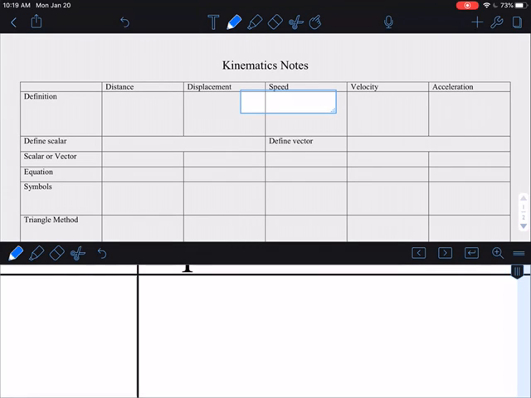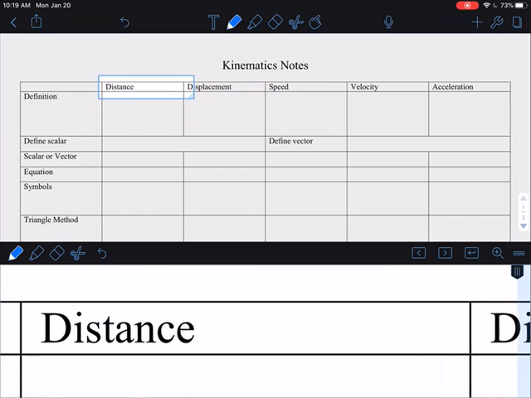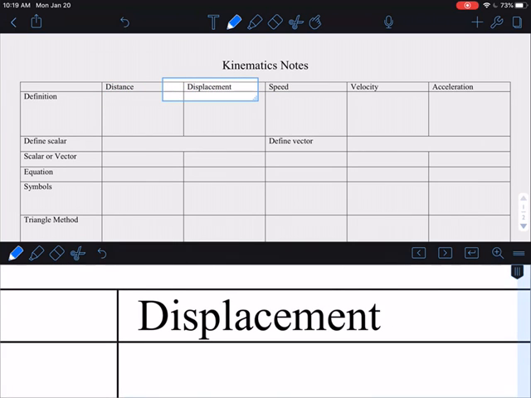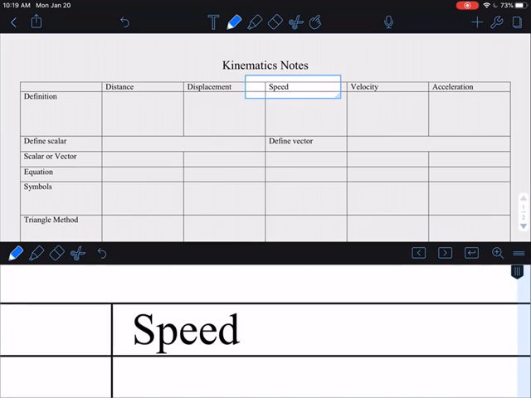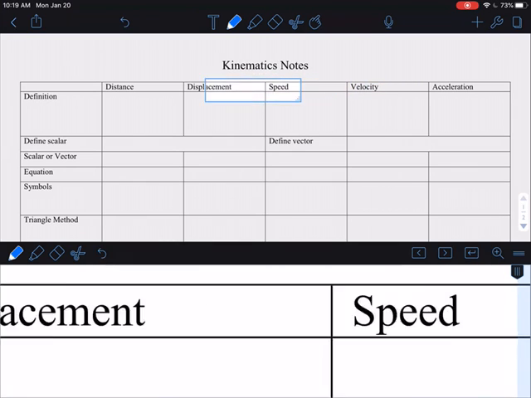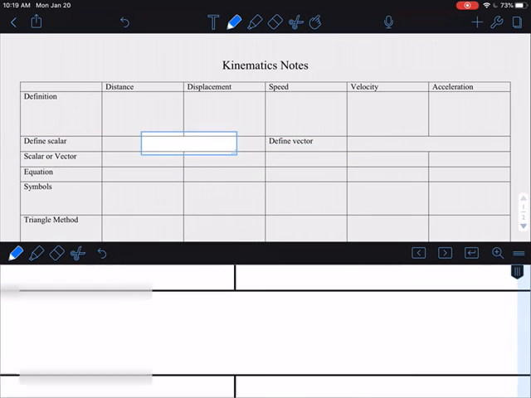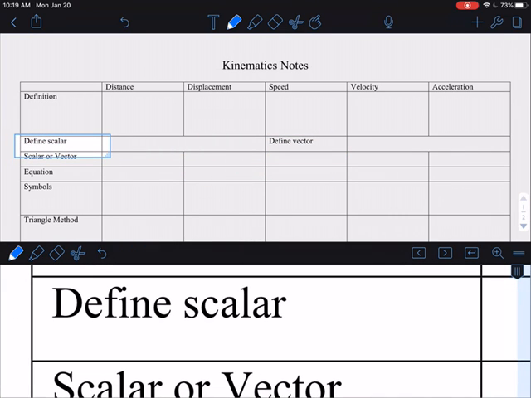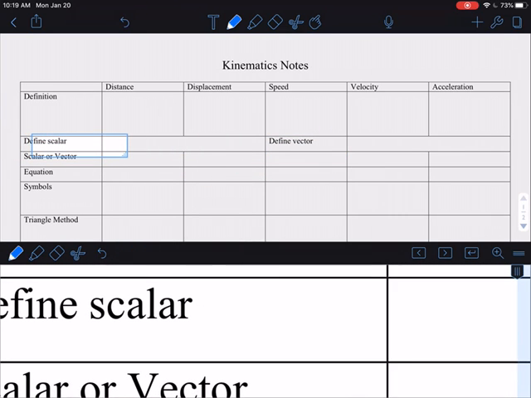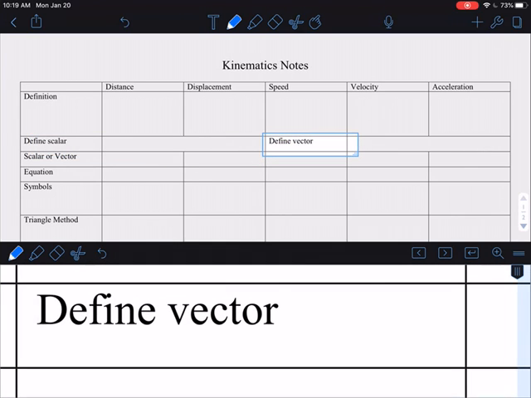Alright, let's go ahead and continue our kinematics. So far, we have covered distance and displacement, and we're going to move on to speed and velocity. We've also covered the terms scalar and vector. Just a reminder, a scalar is any quantity that has magnitude only, or a value only. A vector is a quantity that has both magnitude and direction, meaning it's going to have some value plus a direction.